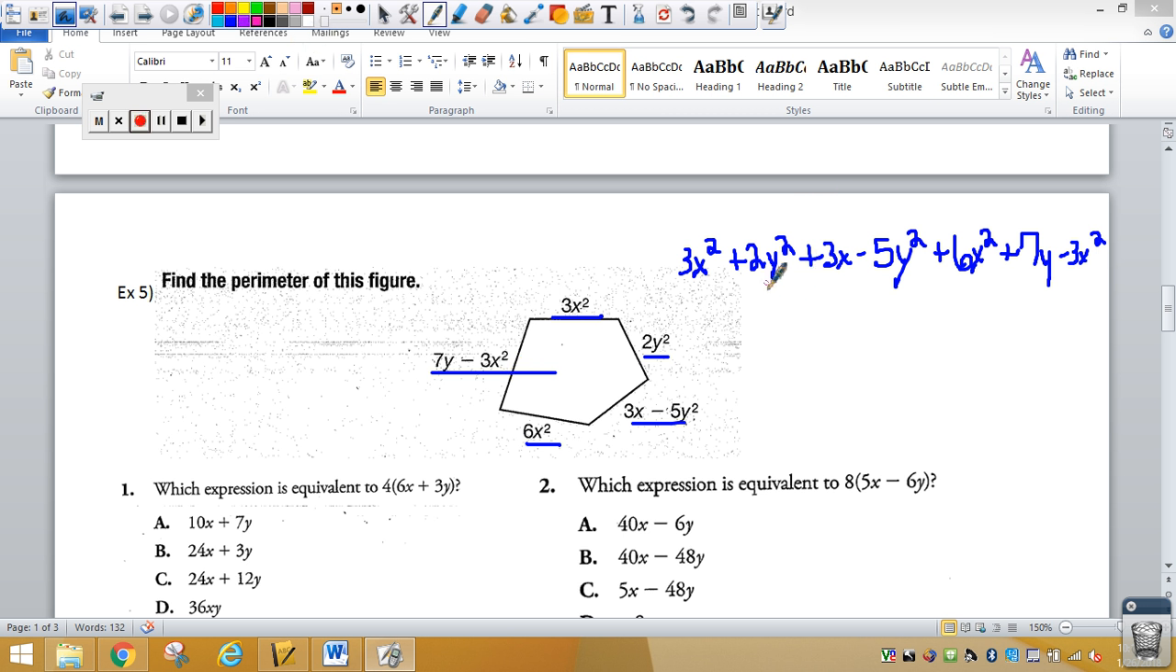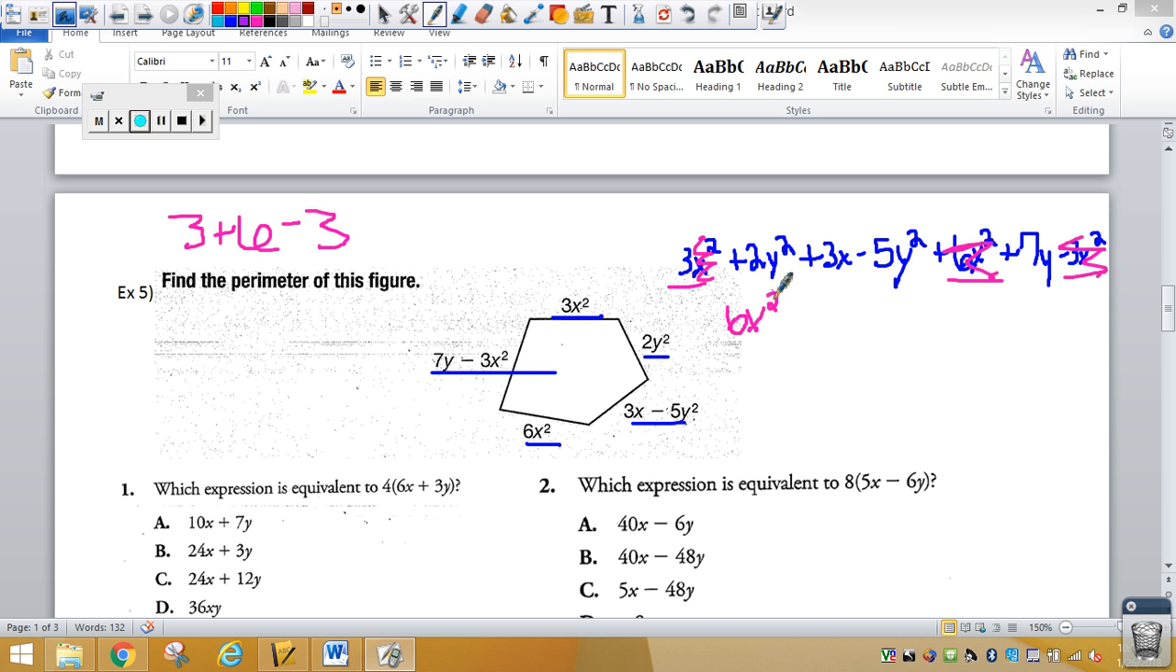The only thing left is to combine like terms. So I'm going to look for any more x squareds. I got one there and one here at the end. So in my calculator I'm going to do 3 plus 6, because this is a plus 6 right here, and then minus 3, because it's a minus in front of this 3x squared. So 3 plus 6 minus 3 gives me 6x squared. I'm going to scribble these out because I've used them.